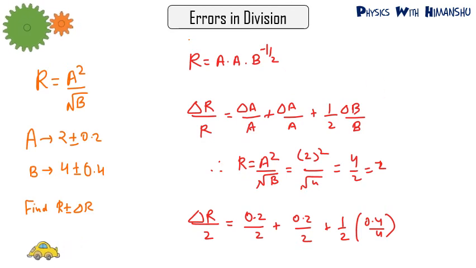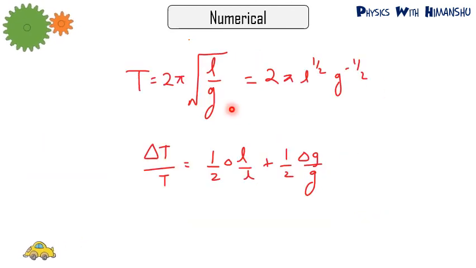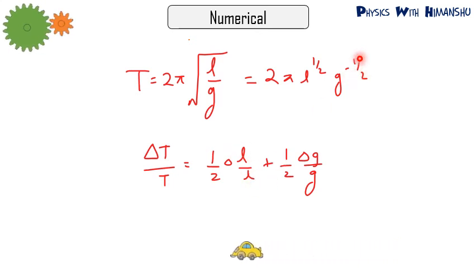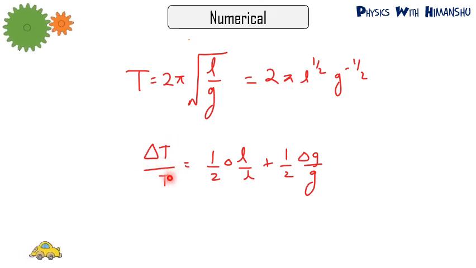We'll take one tricky example here now. Suppose T is equal to 2 pi root L by g. We can write 2 pi. For root L, we can write L raised to power half. For 1 upon root g, we can write g raised to power minus half. So writing the error equation, del T by T equal to, see, 2 is a constant, pi is a constant, L raised to power half, half will come in forward, and del L by L plus g raised to power minus half. Again, it will be plus half del g by g. So if del L and del g and g are given, you can easily calculate the value of error in time. So this is how you have to form error equations.